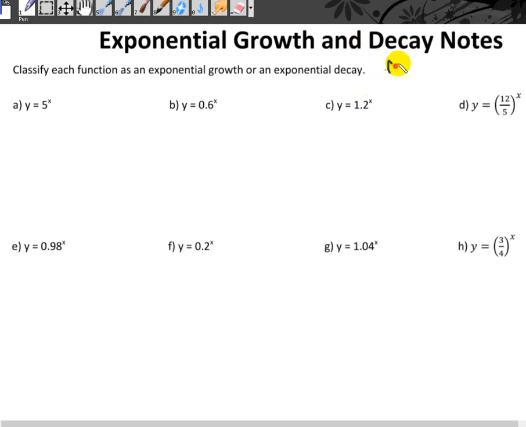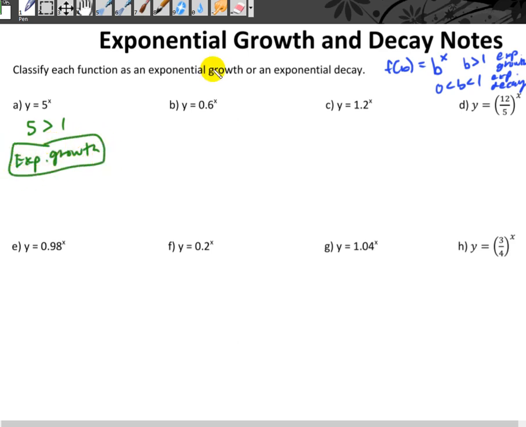Recall earlier, we said the parent function for an exponential function is going to be something like this: b raised to some power. If b is greater than 1, this is exponential growth. And if the number is between 0 and 1, this represents exponential decay. So if we have y equals 5 raised to the x, we're just looking at this number here. This is 5, and 5 is going to be greater than 1. So this represents exponential growth.